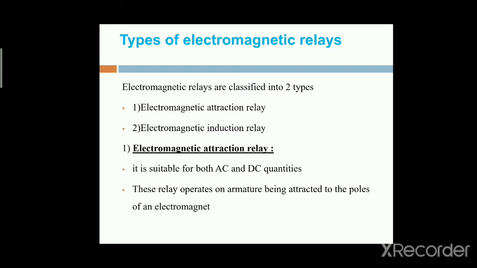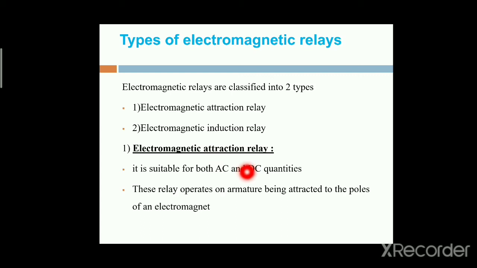The main classifications of these relays are the electromagnetic attraction type of relay and the electromagnetic induction type of relay. These are the basic types of electromagnetic relays. In that, the first one is the electromagnetic attraction type of relay.